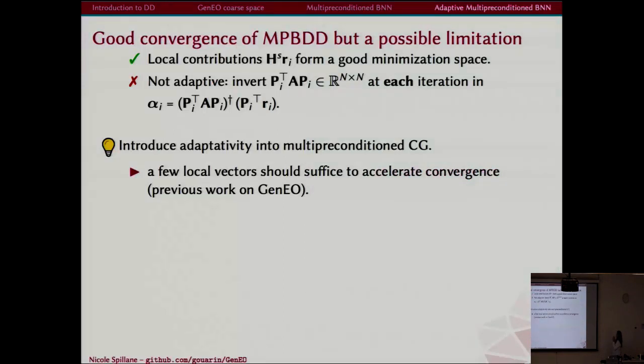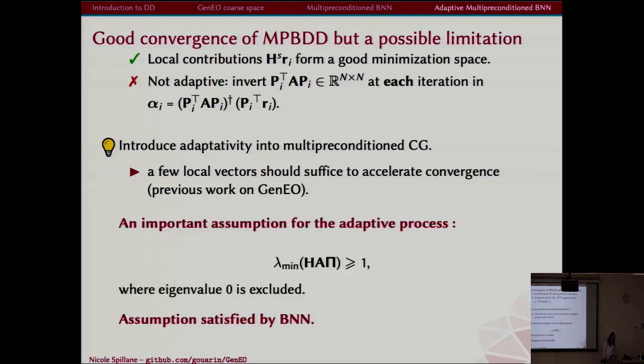So the ideas for the adaptivity are the following. The first one is that it does seem that these local contributions, these local preconditioners, lead to a good minimization space since we get the fast convergence. Now the drawback is that we're getting very many search directions and we have to orthogonalize them. And we know from the previous work on the GenEO that if we can find the right set of vectors, then just a small number of vectors are sufficient to ensure the fast convergence. So can we find these within the multi-preconditioned algorithm?